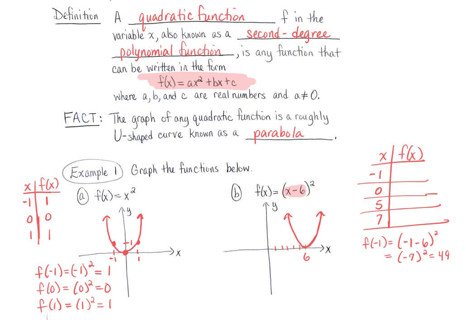It's 49. Okay? So -1, 49 is a point on the graph. Okay? F of 0 is equal to the quantity 0 minus 6 squared. That's equal to the quantity -6 squared, which is what?